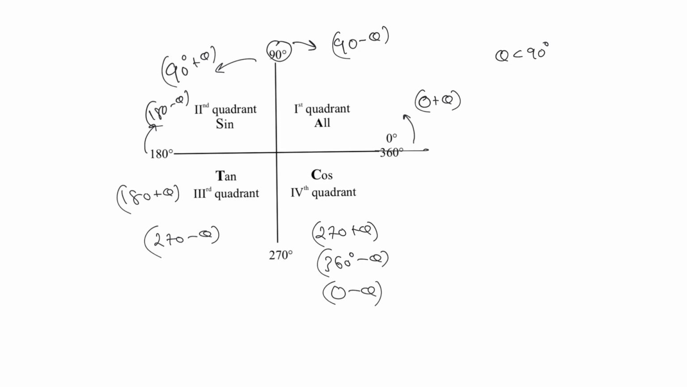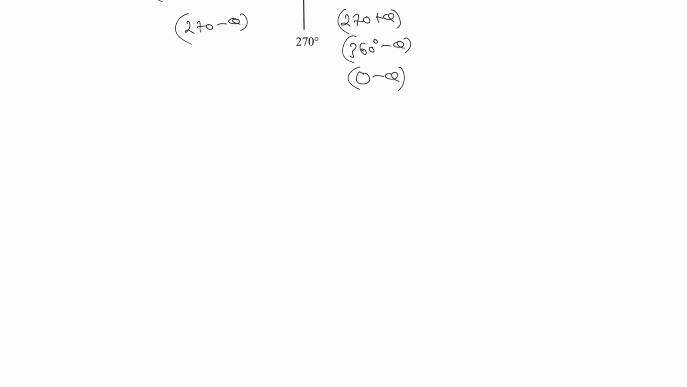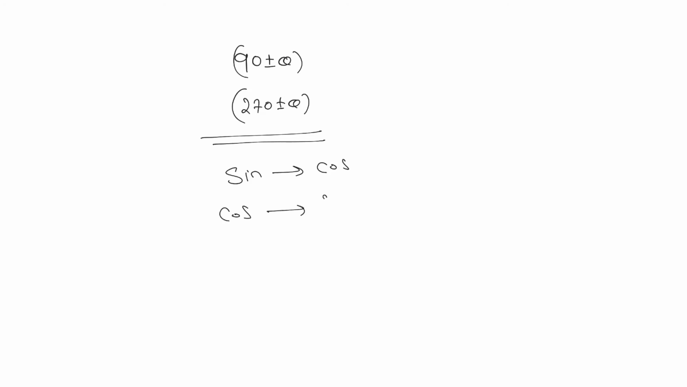Now there is a relation, that is if we are writing 90 plus or minus theta or 270 plus or minus theta, then the value of sine theta will change to cos theta, cos theta will change to sine theta, and tan theta will change to cot theta. So just remember that for 90 plus or minus theta and for 270 plus or minus theta, sine will change to cos, cos will change to sine, and tan will change to cot.